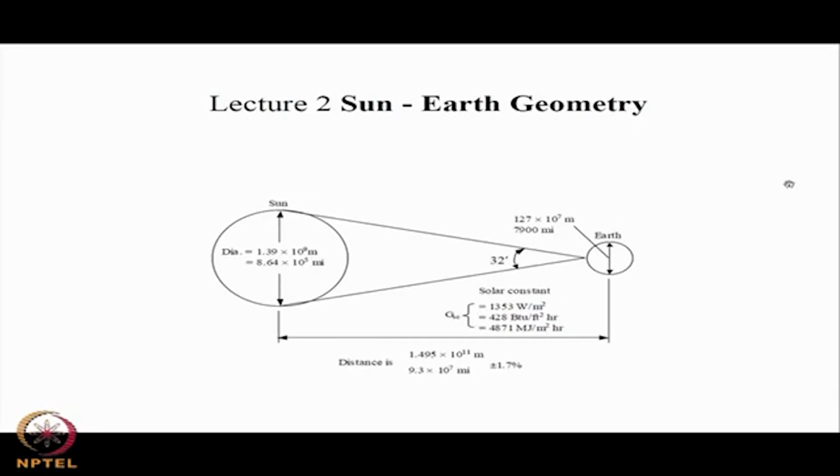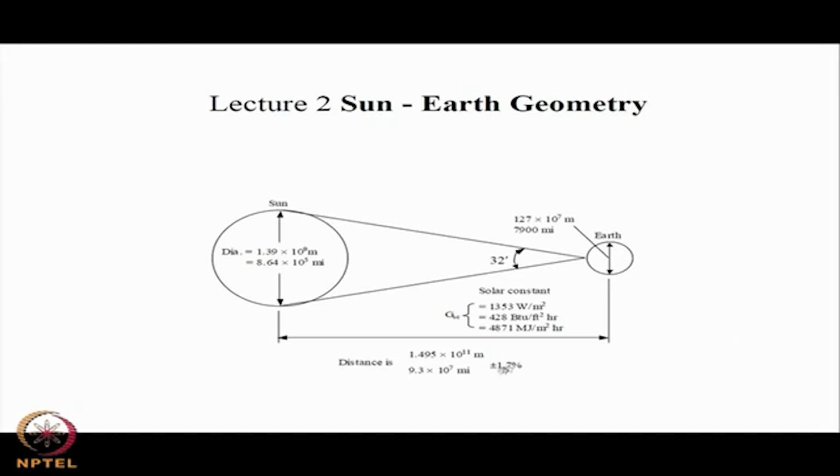Sun is of diameter 1.39 times 10 to the power 9 meters, and it is at a distance of 1.495 into 10 to the power 11 meters from earth, which varies by plus minus 1.7% depending upon the season, and the sun subtends a small angle 32 minutes or 0.54 degrees with the earth.